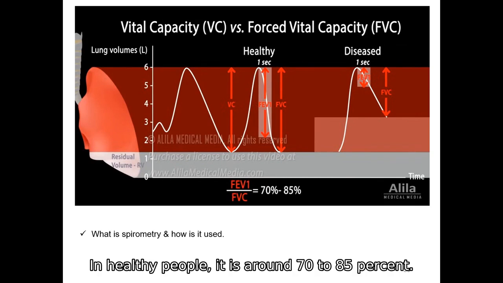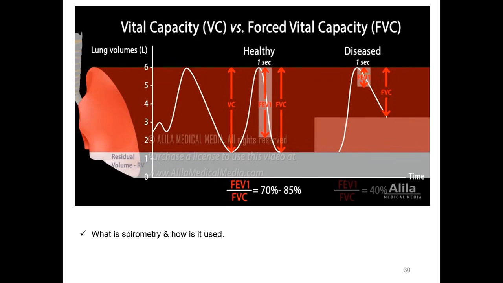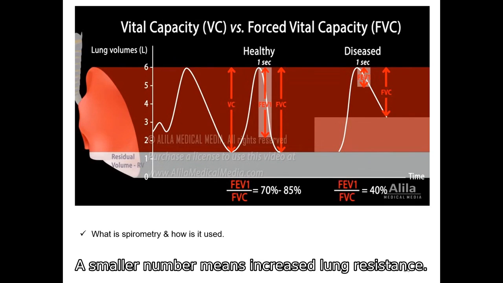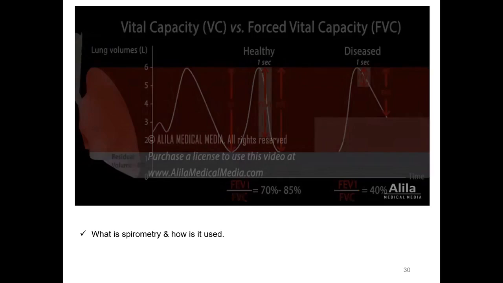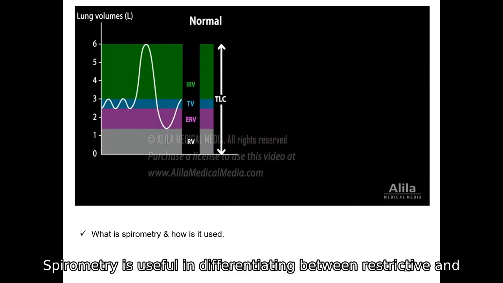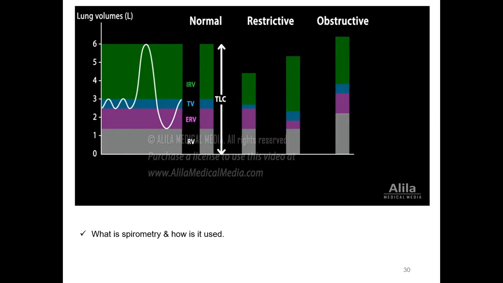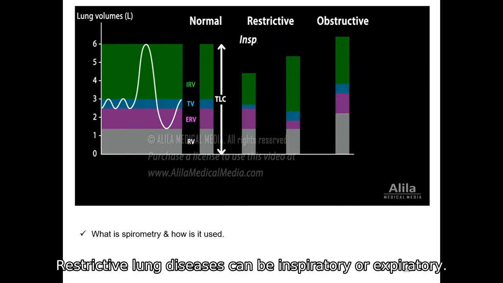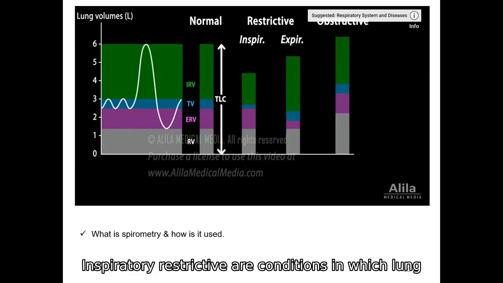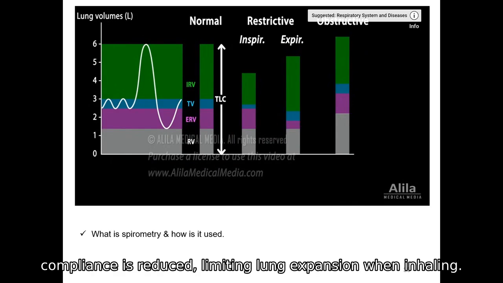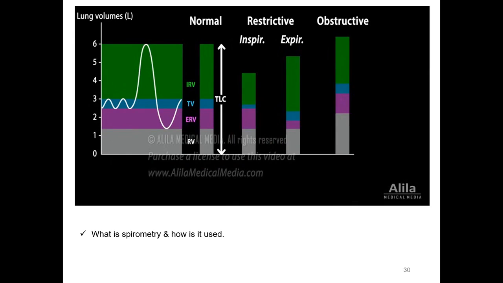In healthy people, it is around 70 to 85%. A smaller number means increased lung resistance. Spirometry is useful in differentiating between restrictive and obstructive pulmonary diseases. Restrictive lung diseases can be inspiratory or expiratory. Inspiratory restrictive are conditions in which lung compliance is reduced, limiting lung expansion when inhaling.